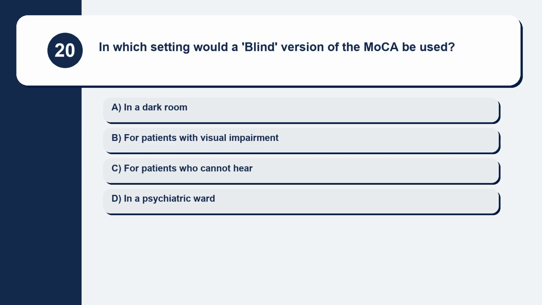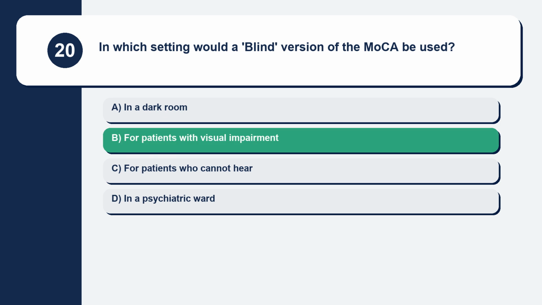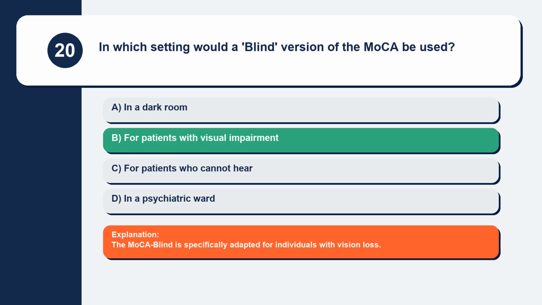Question 20. In which setting would a blind version of the MoCA be used? In a dark room. For patients with visual impairment. For patients who cannot hear. In a psychiatric ward. The MoCA blind is specifically adapted for individuals with vision loss.